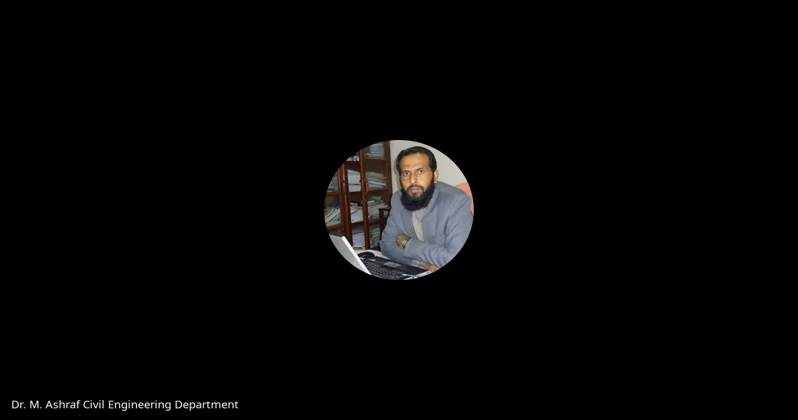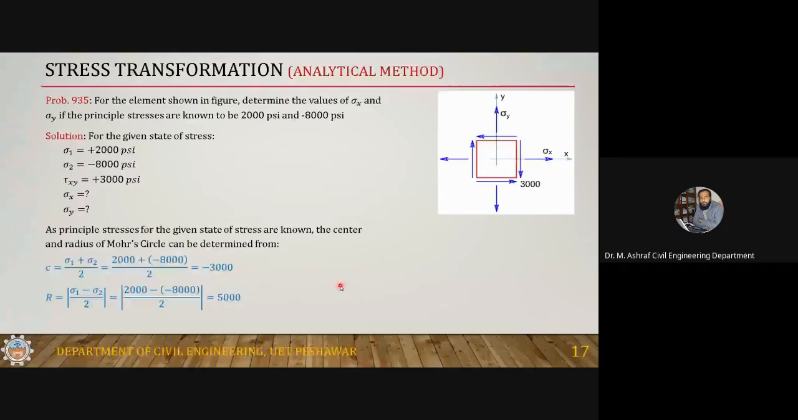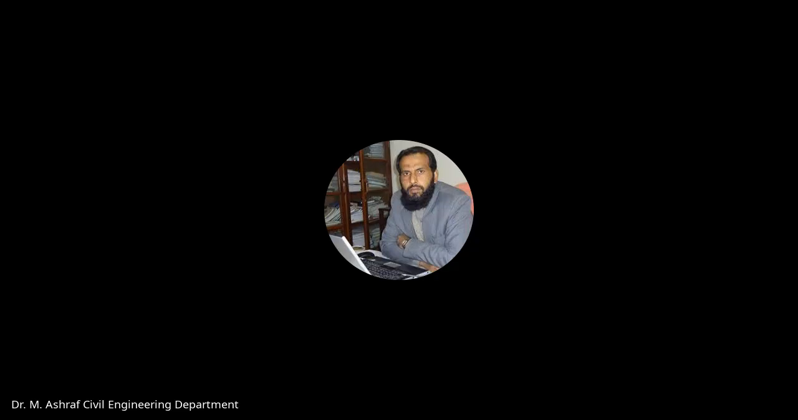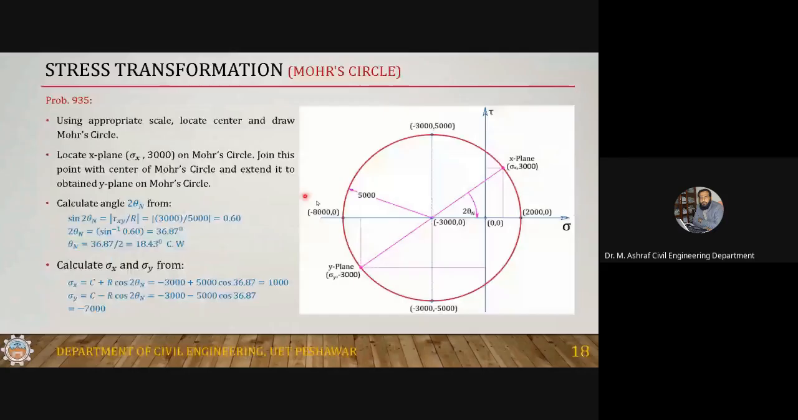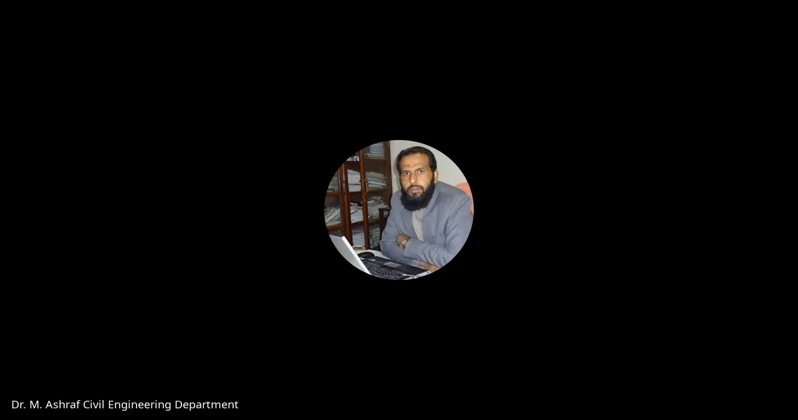I've done all the things in this one step in this one Mohr circle. I've selected the origin. Then, using an appropriate scale, locate the center of the circle on the negative side at minus 3000, and open your compass to 5000. Draw this circle.